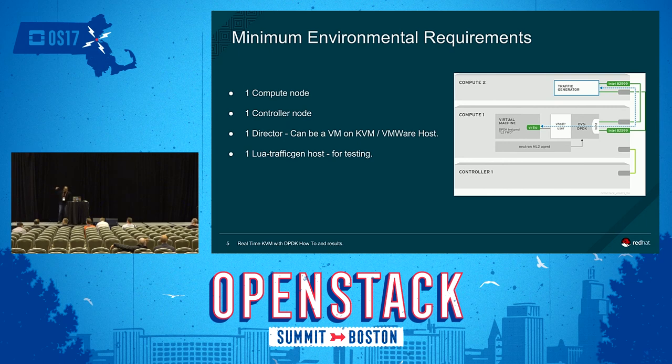This is the minimum requirement we had for the testing setup: one compute node, one controller node, and one director node. Director is the undercloud, but that's a confusing term, so I'll call it director. Then there was a Lua traffic generator, basically a MoonGen node with the Lua scripting language on top of it. It is very easy to use, but I'm not going to cover the Lua part. You can refer to Tapio's presentation today, which covers how things are done while testing.